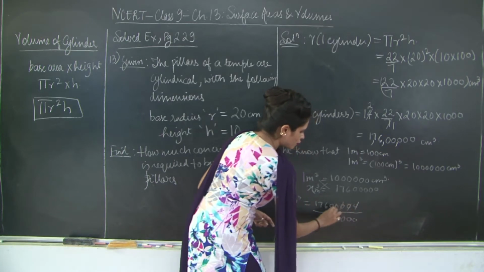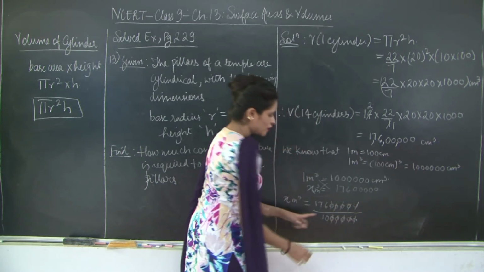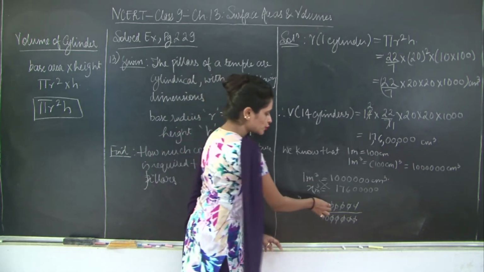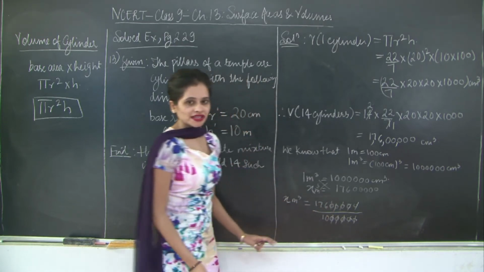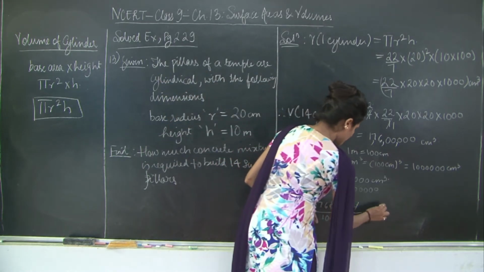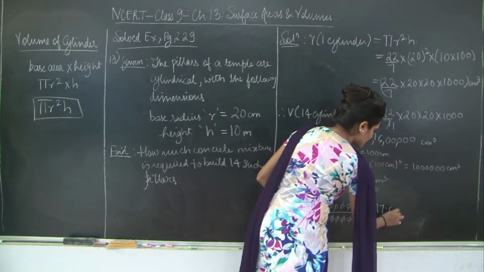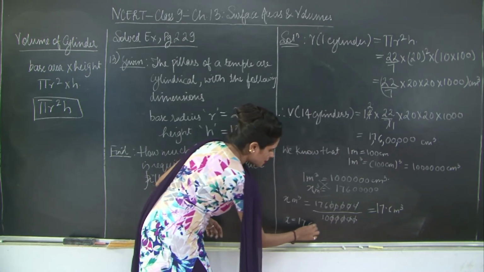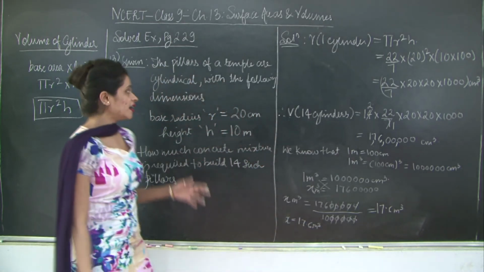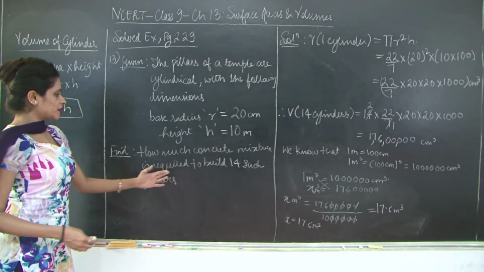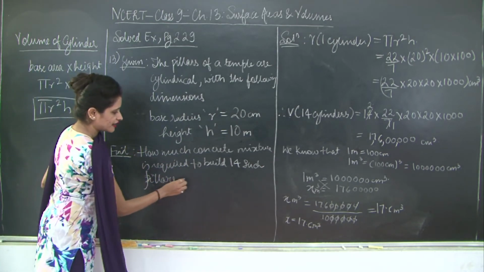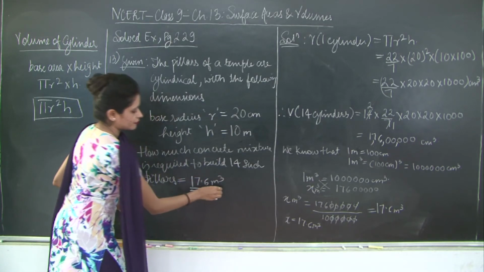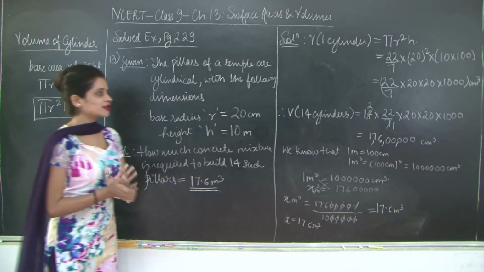So 1, 2, 3, 4, 5, and 1, 2, 3, 4, 5 zeros cancel. So it is 176 upon 10. We need to get rid of this 0 in the denominator. So we are going to shift towards the left by 1 decimal place in the numerator. So finally what do we get? 17.6 meter cube. So x is equal to 17.6 meter cube. So finally, how much concrete mixture is required to build 14 such pillars? I'll write the answer here itself. 17.6 meter cube. So please take a look at the solution.